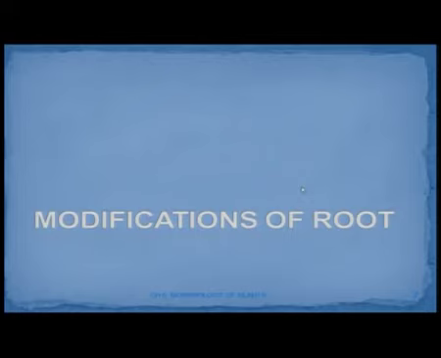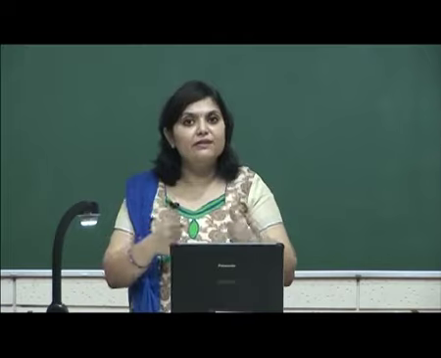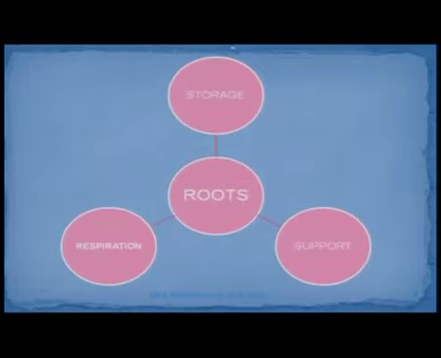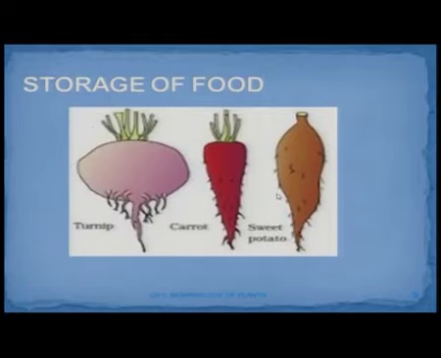We just studied that besides absorbing water and minerals from the soil, roots perform many other functions, and in some plants they are specifically modified to perform other functions. Let us see what the root modifications are for. Roots are modified for the purpose of storage of food. They may also provide support and respiration. Yes, some roots are also modified to perform respiration. We will see. First, let us discuss the roots which are modified for the storage of food. This is the figure which is given in your NCERT books. You can see the turnip, carrot and sweet potato.